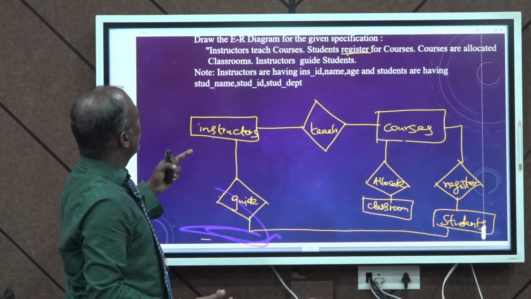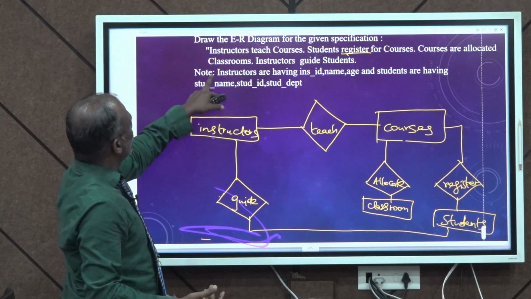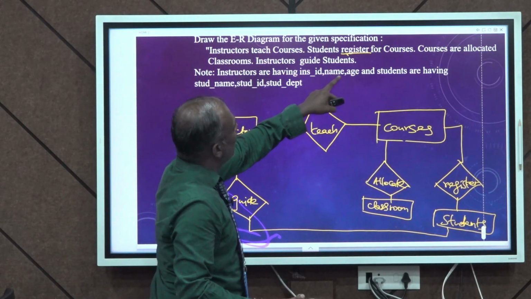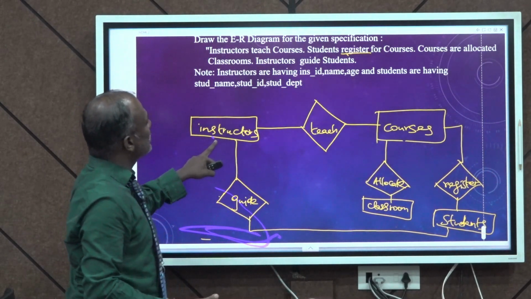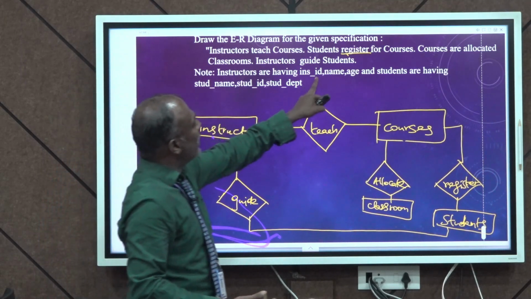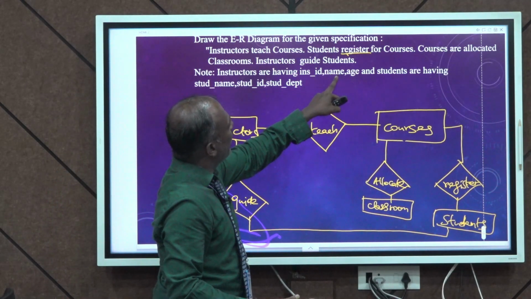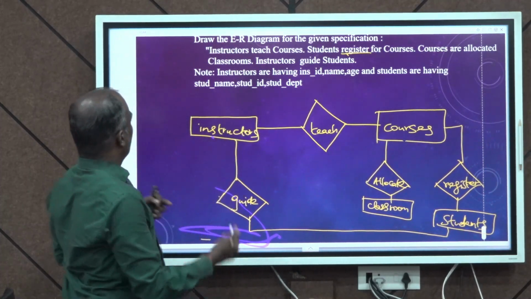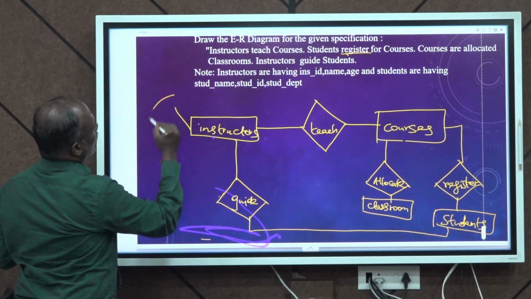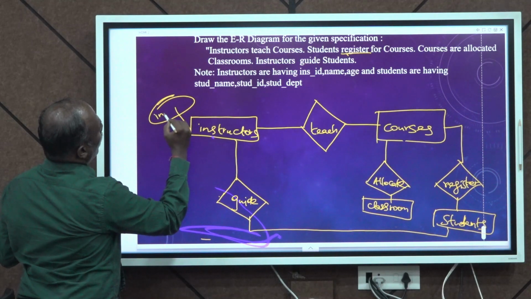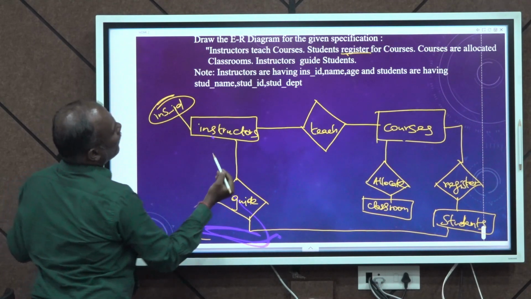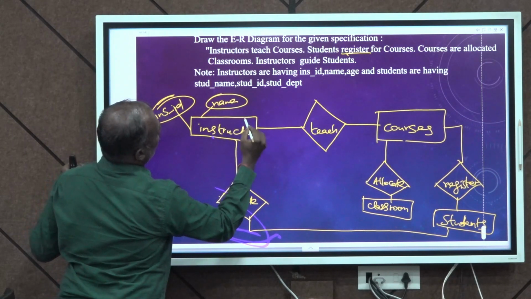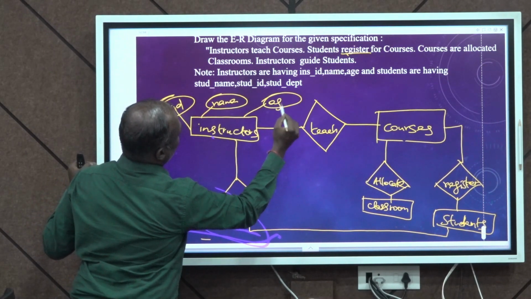Now we have some notes also given. Instructors have instructor ID, name, age. So here instructors is the entity, and these all are the attributes: instructor ID, name, age. Instructor ID may be the primary key. So how do we draw it? Here we have to draw instructor ID, the next one is name and the last one is age.